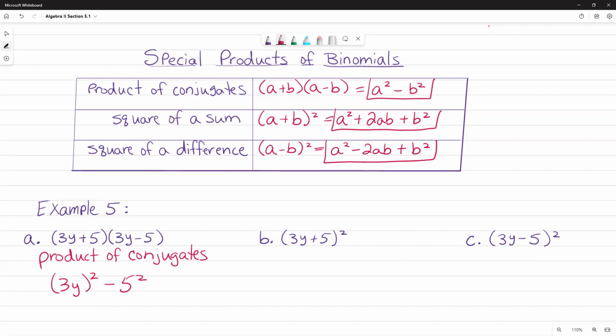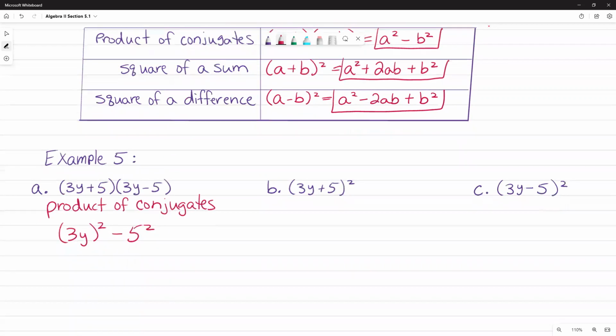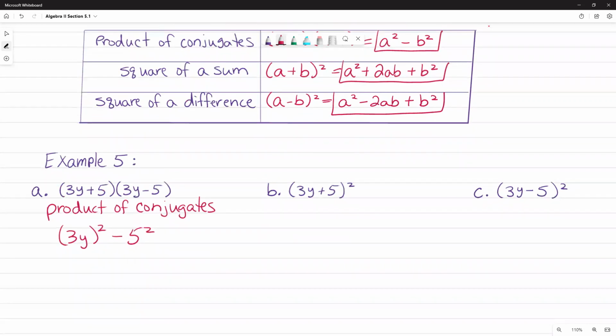All right. So 3y squared is 9y squared minus 25. Always, you've got to square the whole thing. Remember, all of it together needs to be squared, so you have to square the 3 and you have to square the y. Okay. What about my second one? What is the conjugate?